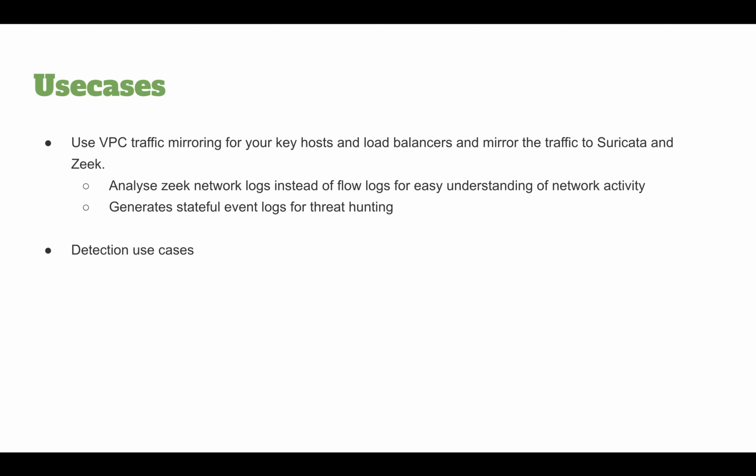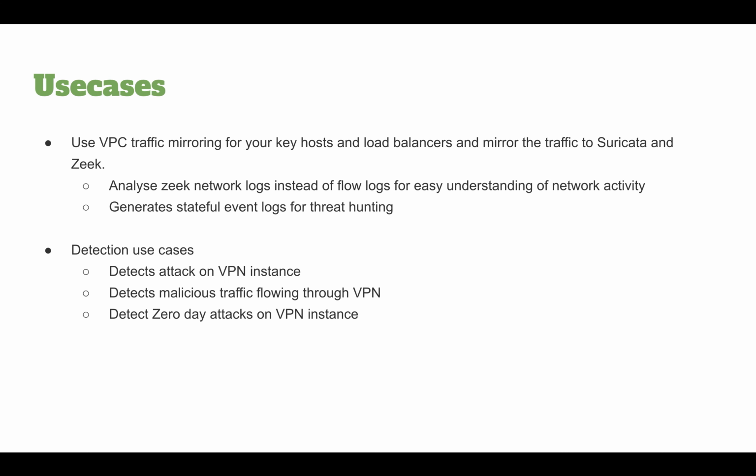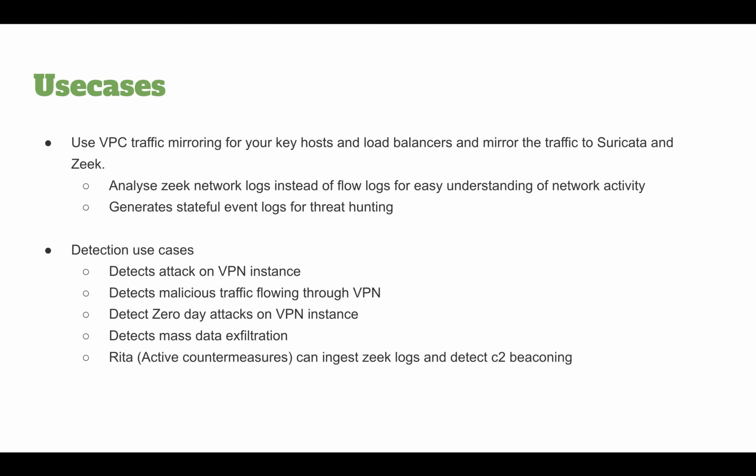So what could be the detection use cases? The use cases could be infinite. It completely depends on your context. What we have used it for is what I'm going to discuss today. First of all, it will detect any kind of attack on the VPN instance or any kind of malicious traffic flowing through the VPN. Let's say if some employee or some attacker is trying to attack our internal infrastructure using the same channel, then we'll be able to detect that.